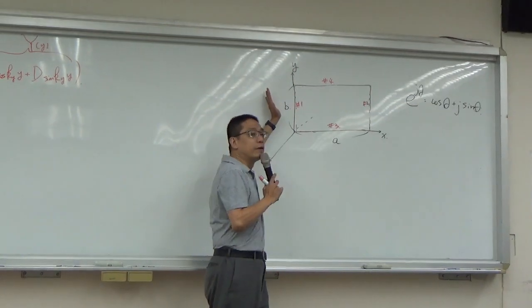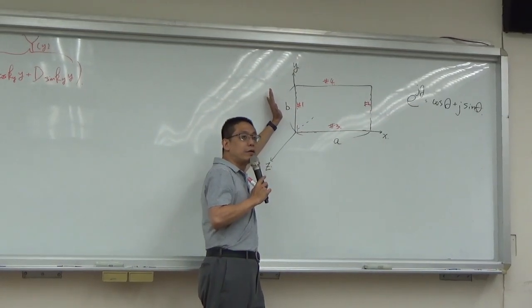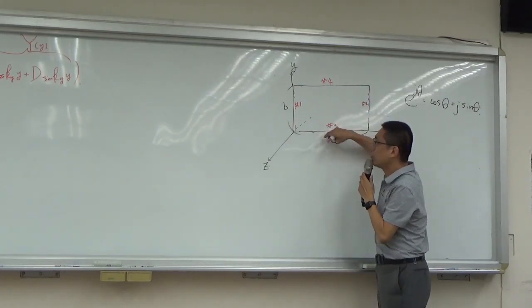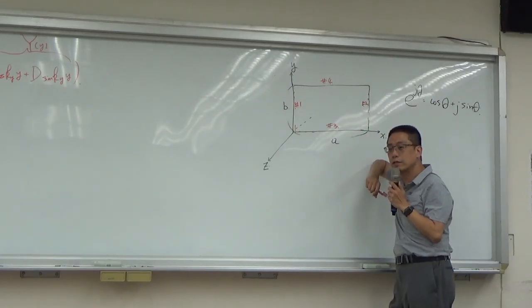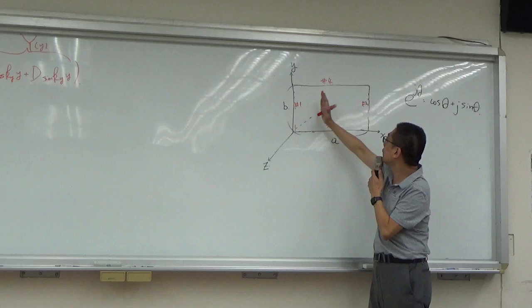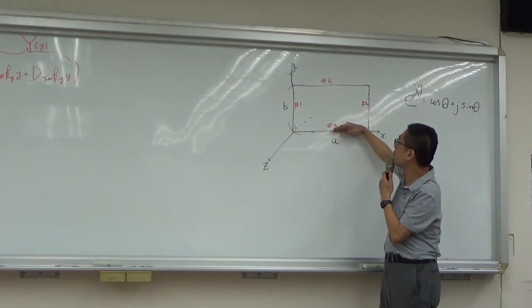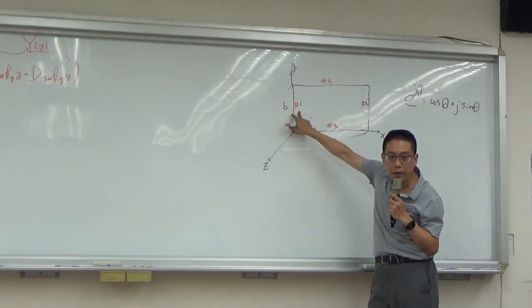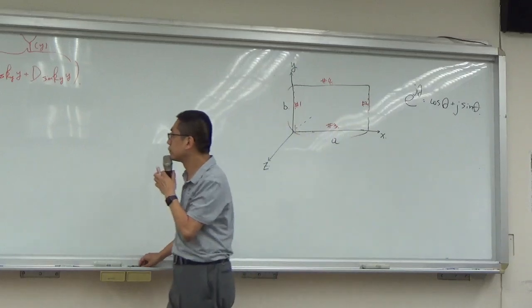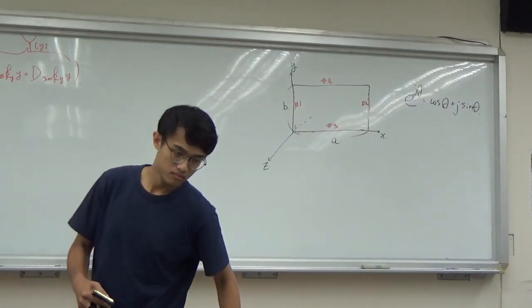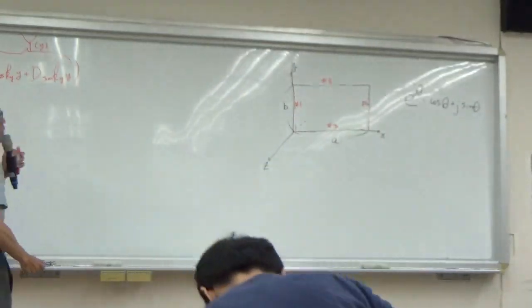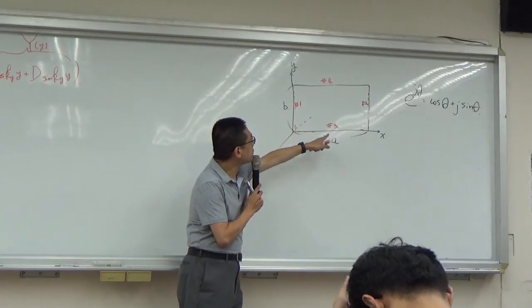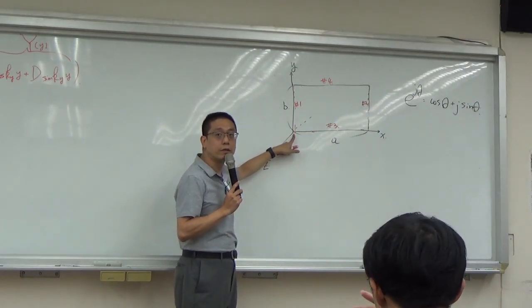We apply the boundary condition for this metal box, which has 4 boundaries. Boundaries number 1, number 2, number 3, and number 4. Okay. For boundary number 1, what is boundary number 1? Boundary number 1 is x equals to 0.